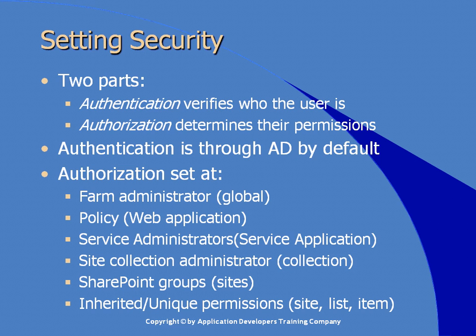Unique permissions. This is site, list, library, document. That's when the inheritance is broken. It stops inheriting permissions to further restrict access. You may have a specific list that you don't want everybody who has access to the site to have access to. So you would break the inheritance and apply the specific permissions to those items or lists.